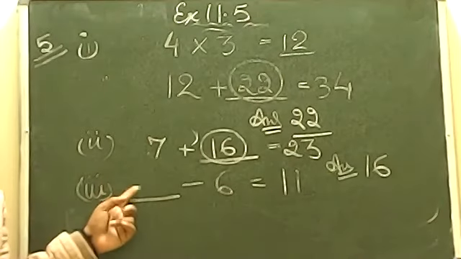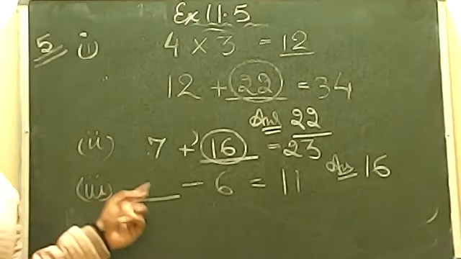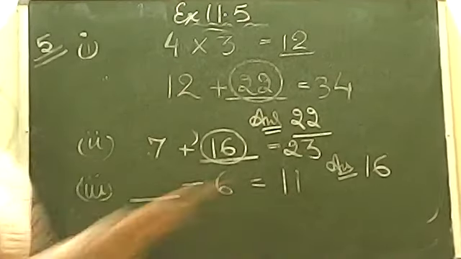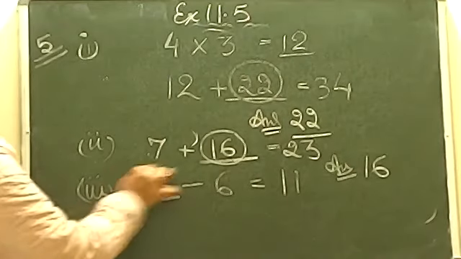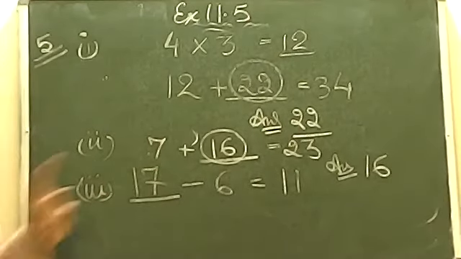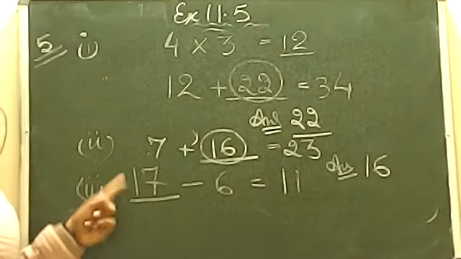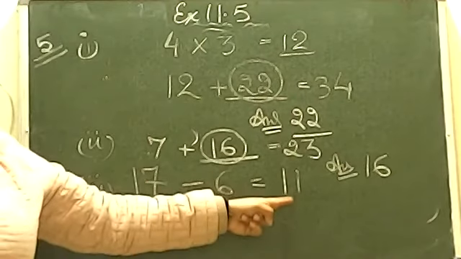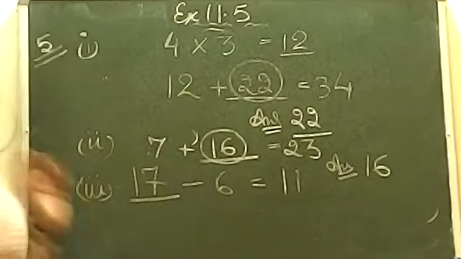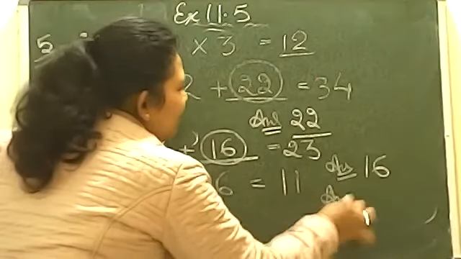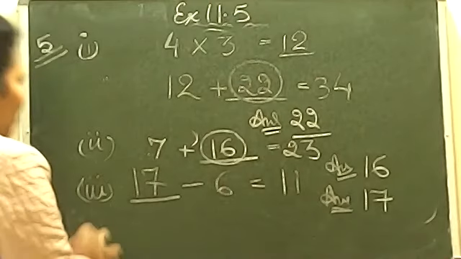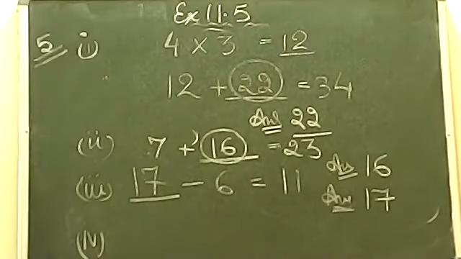Now think, what should be the number? If you subtract 6 from it, you should get 11. Yes, very true. The answer will be 17. ठीक है? This special number is 17 because 17 में से जब आप 6 minus करेंगे, you will get the number of players in a cricket team. So here the answer for riddle number 3 is 17. Finished.